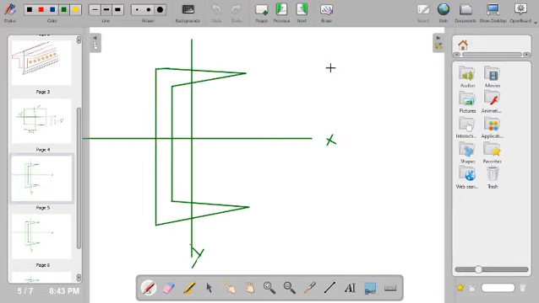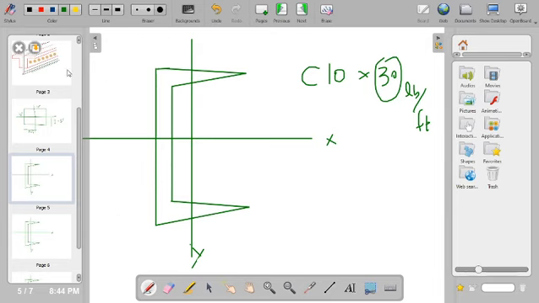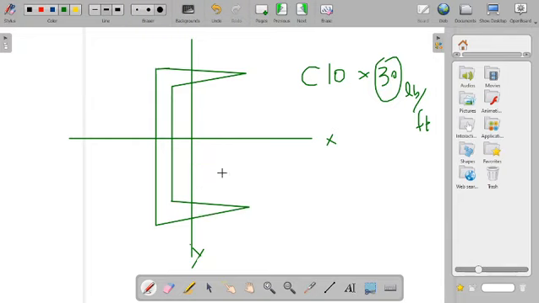Okay, let's move on to this channel. This channel is C1030. Do you know what C1030 signifies? 30 is the weight of this structural shape in pounds per foot, and 10 is the depth. This depth is 10 inches. If you have to calculate its centroid along the x and y axis, here it would be y dash and here it would be x dash. You need not calculate it because in the manual you can find both the values.